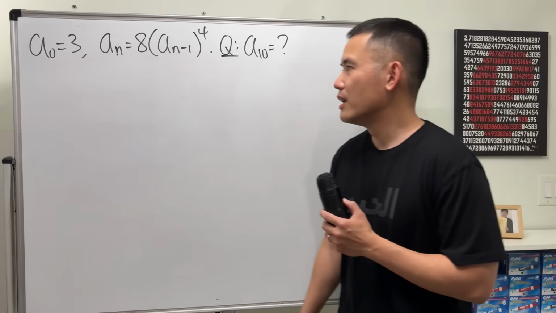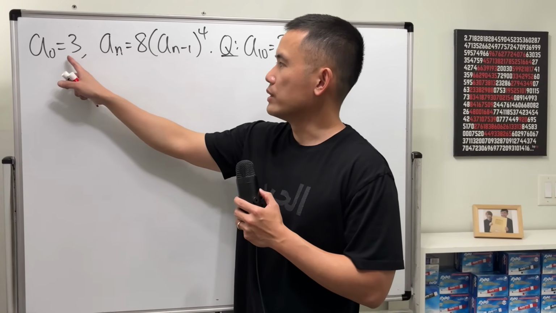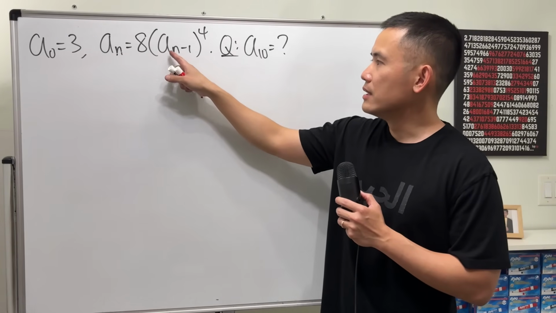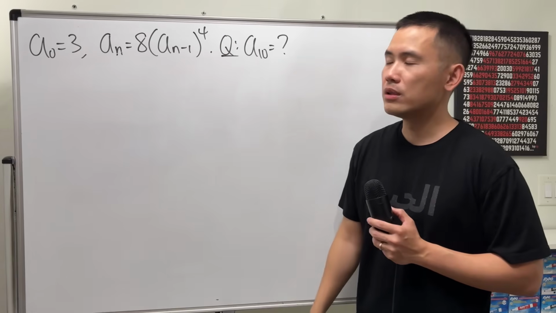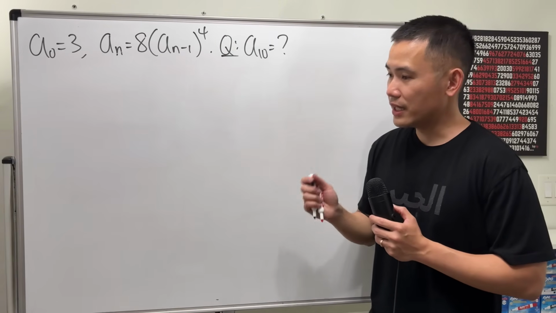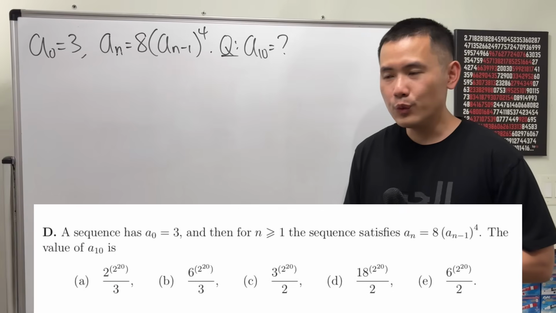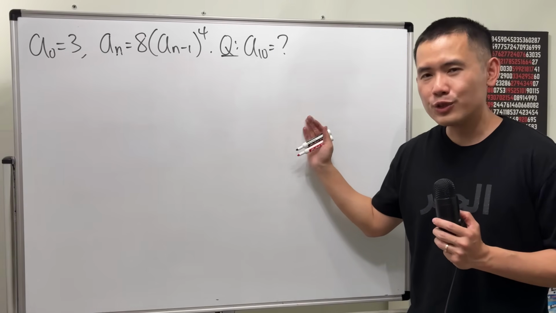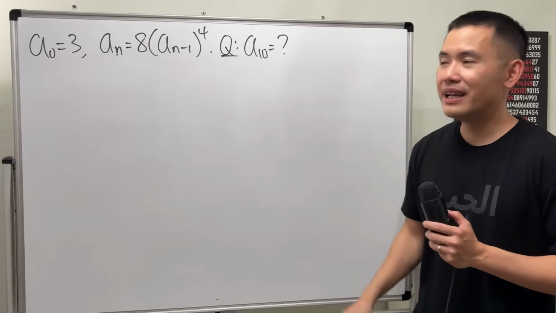Let's have a look. We are given a sequence with a0 equal to 3, and we know an is equal to 8 times the previous term to the fourth power, and we are going to figure out a10. If you take a look at the answer choices, we are dealing with big exponents. So yeah, we have to do this one super carefully. And this is how I did it.